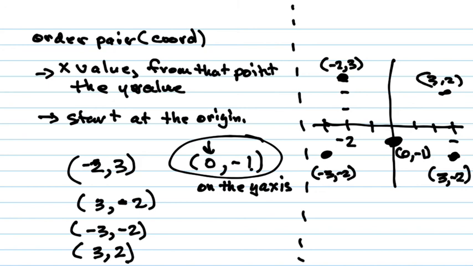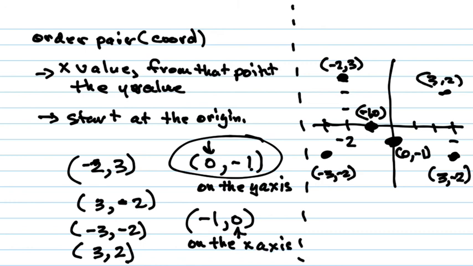Right? How about this one? -1, 0. Where do I start? At the origin, and I'm going to go where? Right or left? How many? Left one, and then what? That's it. Then stay there. Yes, because the y value is 0, that means go up none. Okay? So in other words, I landed on the which axis? X-axis. And I knew that would happen because y was 0.